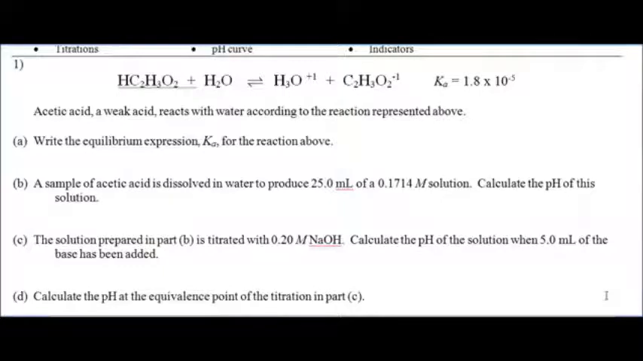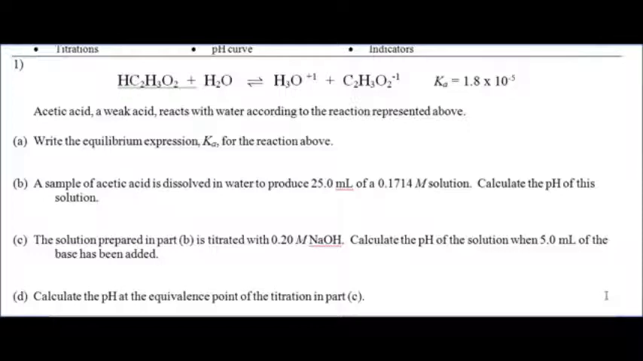This is Mr. Craig, and I am going to walk through a titration problem with you here. This type of question is very common on the AP exam whenever the titration question is asked. There's four parts to this question.